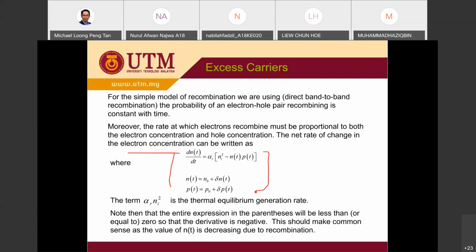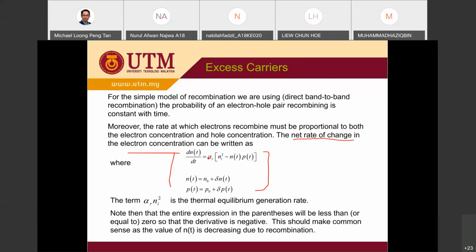Okay, there's a model here: a simple model of recombination. We are using direct band-to-band recombination. So now they created this dn over dt. This is called the net rate of change in the electron concentration, which means how much the electron concentration changes with respect to time. With respect to time, how much is the net rate of change? It's the change in the electron concentration.